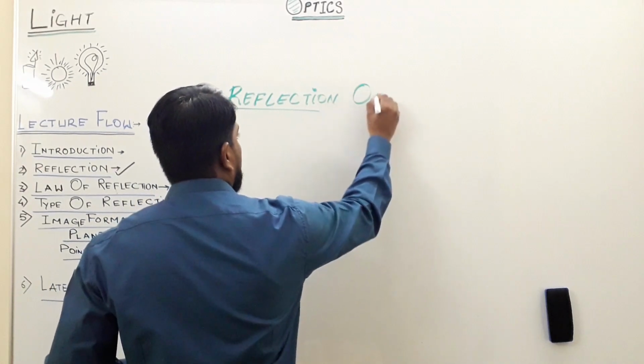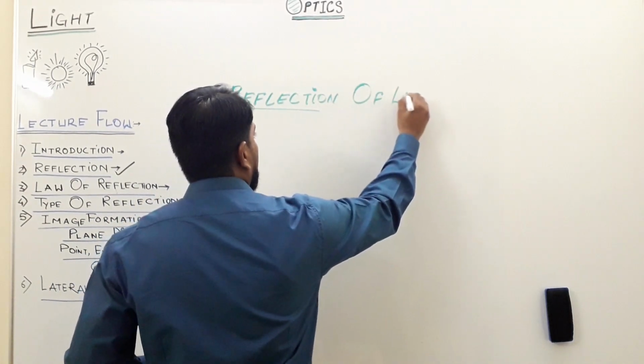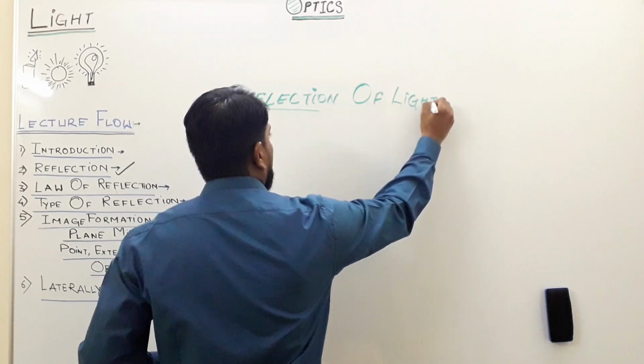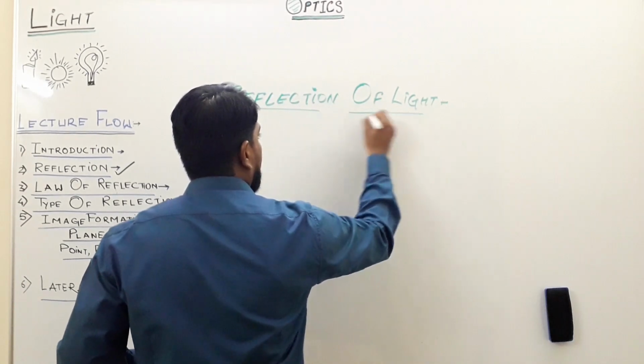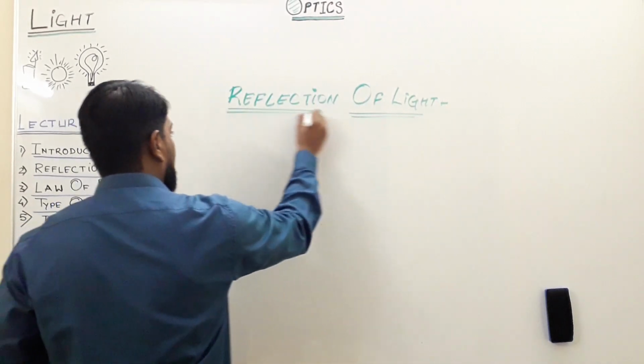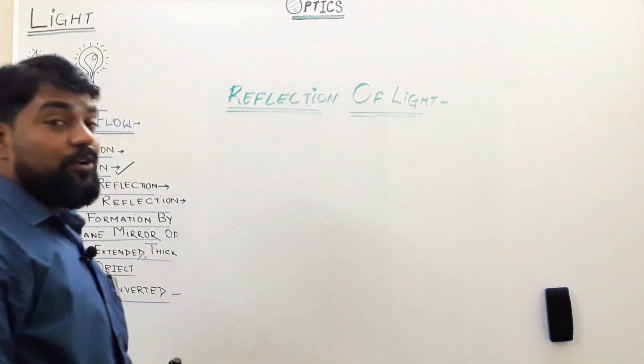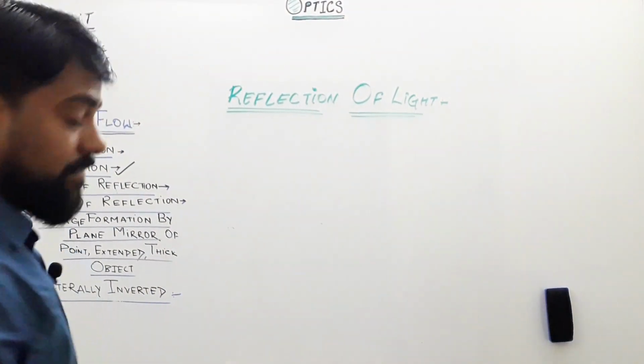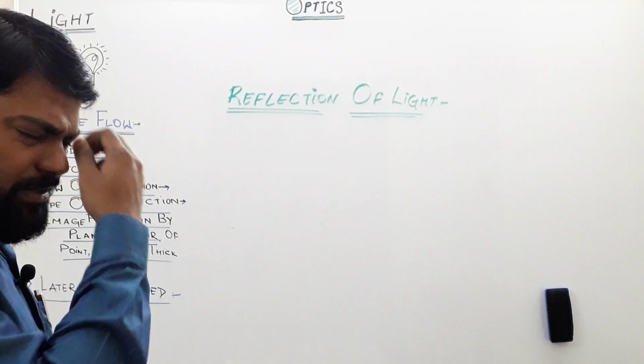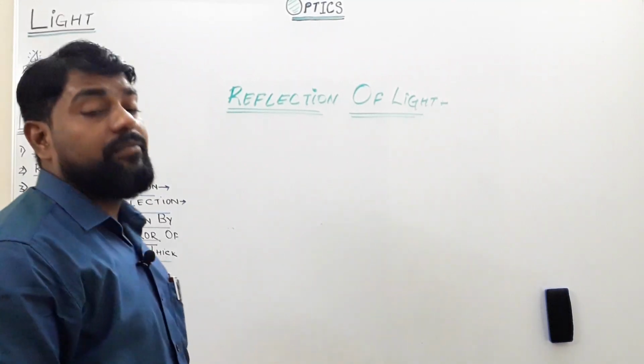We are going to discuss reflection of light, because there is reflection of sound also. That's why we have to use the full word. That is reflection of light. Here we will discuss what is the meaning of reflection of light.